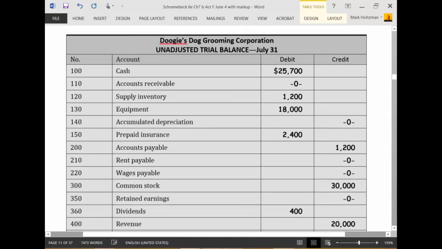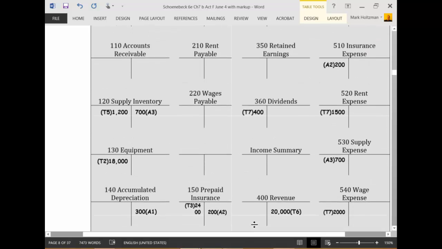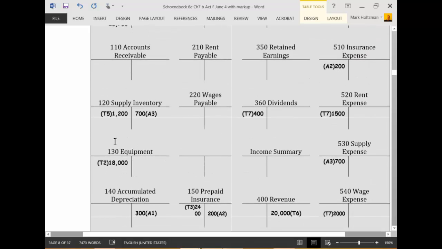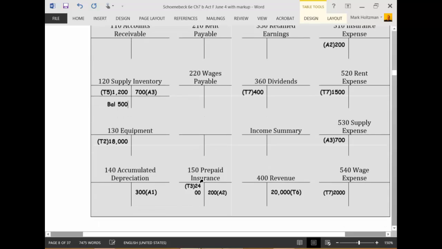And now let's look at one thing here. Let's look at supplies inventory and let's look at the totals. Supply inventory, you can see here, I had a debit of $1,200 and a credit of $700. So that would net together to a balance of $500. Now, how much supplies inventory did we say we had in stock? 500, isn't that perfect?